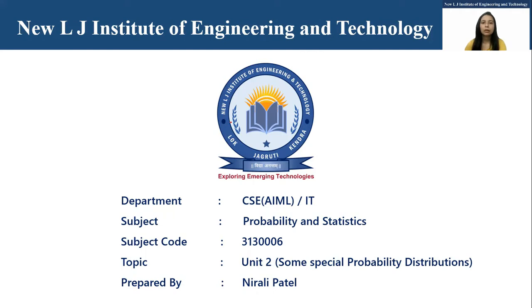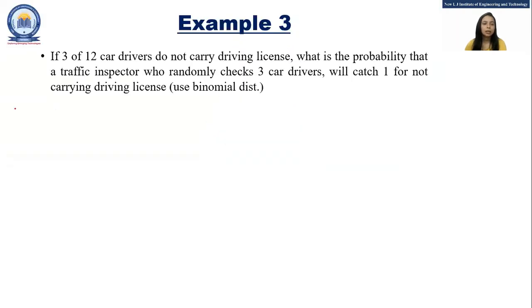In today's lecture, we are going to continue with the examples of the binomial distribution. So let's get started. It is given that if 3 of 12 car drivers do not carry a driving license, what is the probability that a traffic inspector who randomly checks 3 car drivers will catch one for not carrying the driving license?